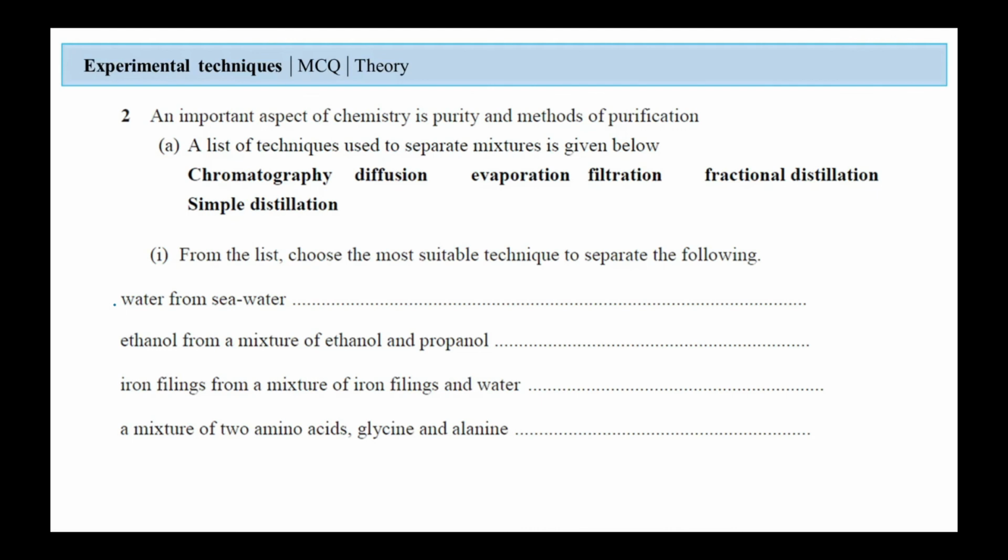So if we would like to separate water from seawater, as we saw in the course, we will be using simple distillation. Now, ethanol from a mixture of ethanol and propanol. These are both liquids and they form a miscible solution. So, to separate between them, we will be using fractional distillation.